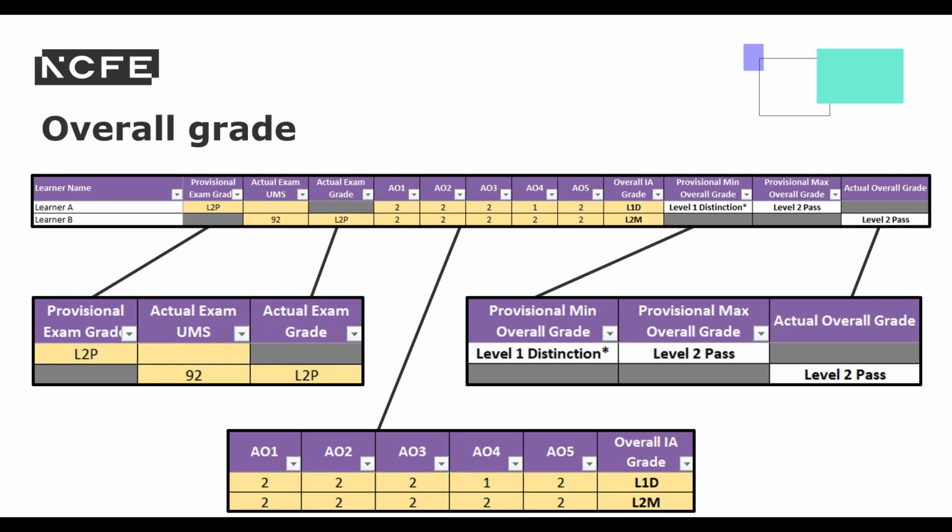Whereas learner B got 2s for every assessment objective and got a Level 2 merit overall. So that is the only assessment objective that learner B did better on, but they jumped up 2 grades. And this just shows how important assessment objective 4 is with its heavier weighting.